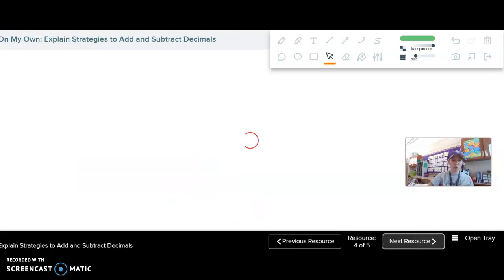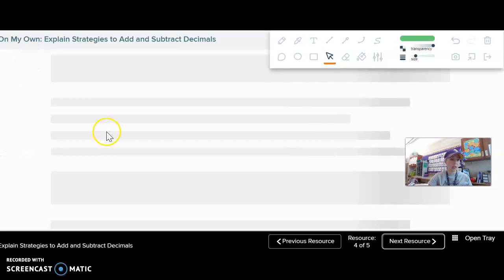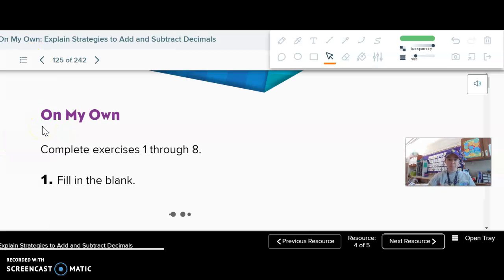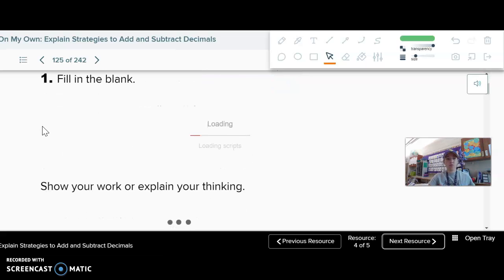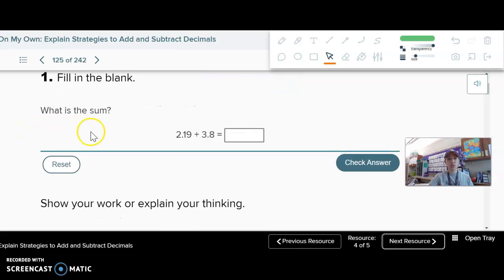All right, let's do some more practice. I'll have you do these and choose what you think. All right, 2 and 19 hundredths plus 3 and 8 tenths. Go ahead and choose. Hope you got it.